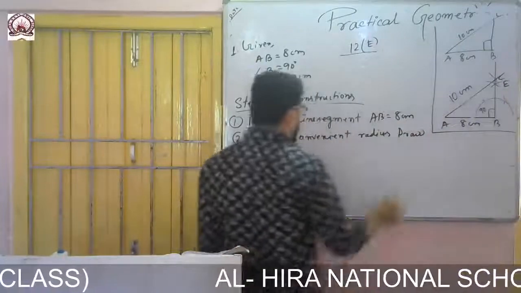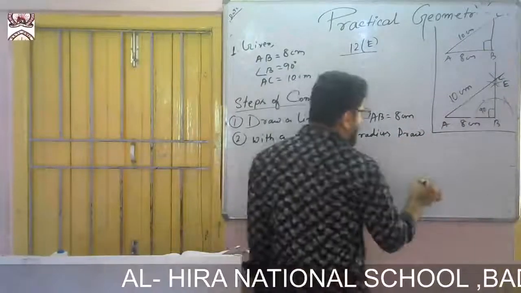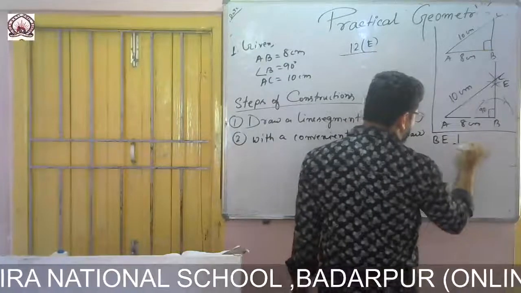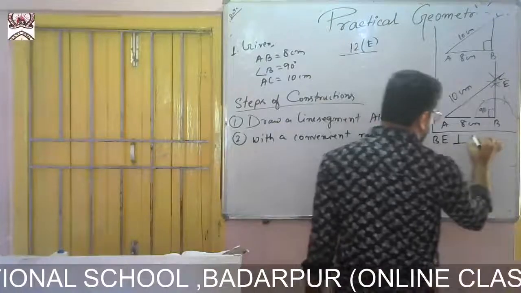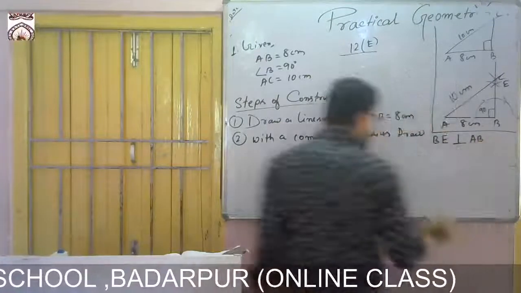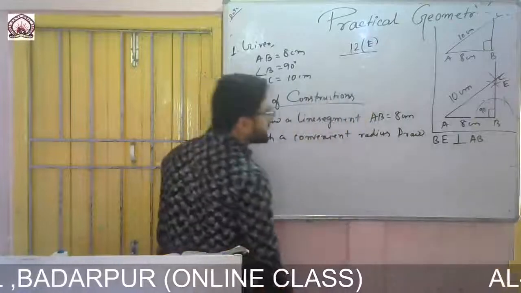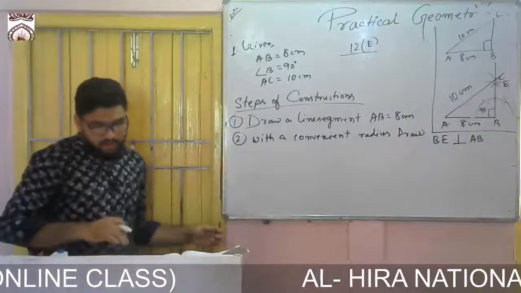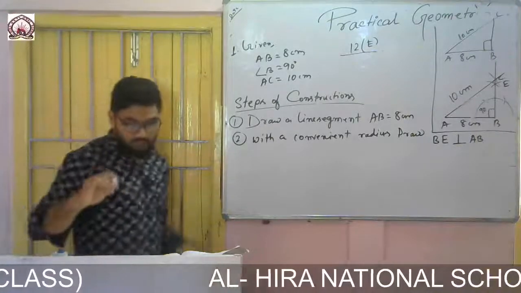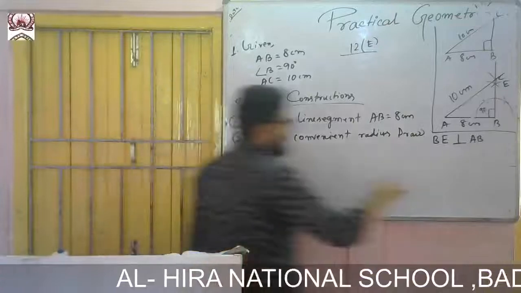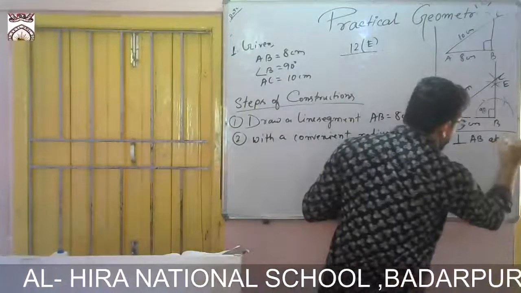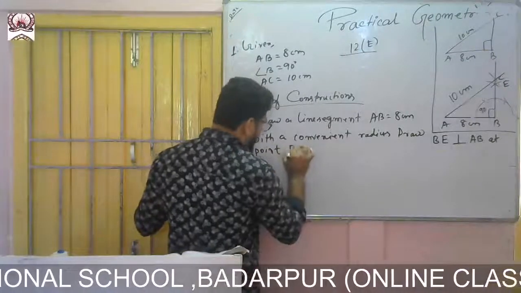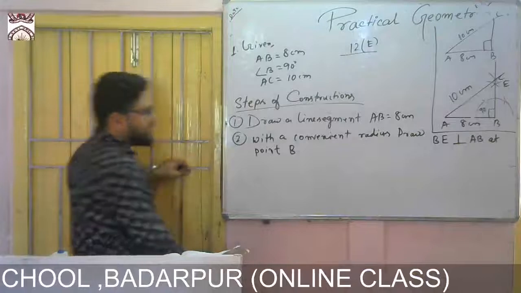Okay. So with a convenient radius, draw BE perpendicular to AB. This is the symbol of perpendicular. That means we need to draw 90 degree. Draw BE perpendicular to AB at point B.